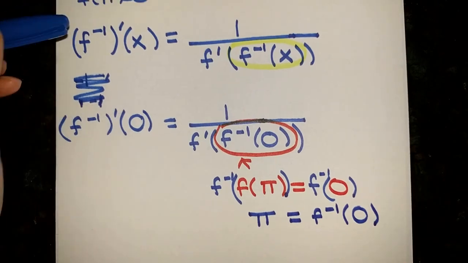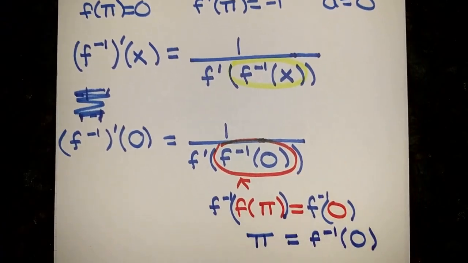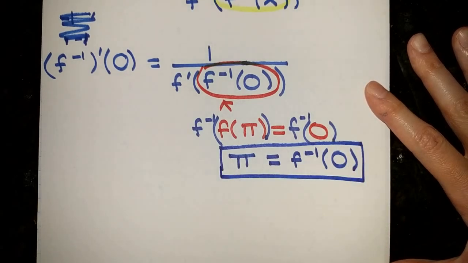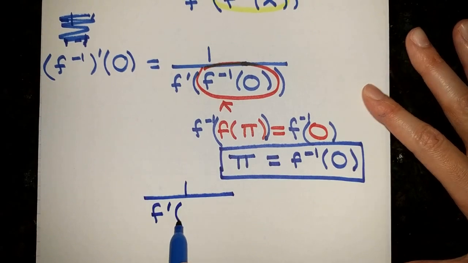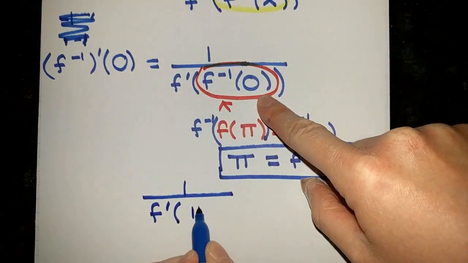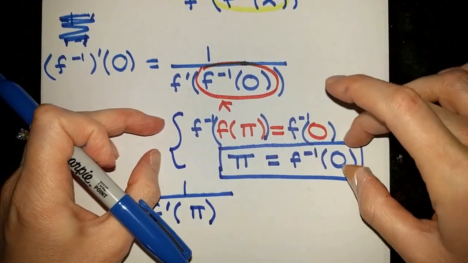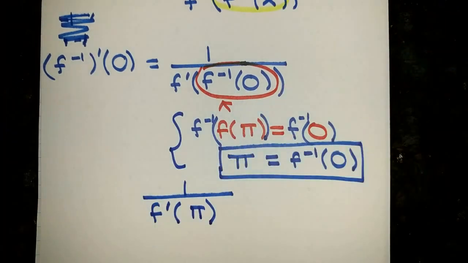So from this f of pi is equal to 0 condition, we are able to say that our f inverse of 0 is equal to pi. So what I'm going to do is plug that in for f inverse of 0. I'm going to say that that is pi. All right, so that's a little side step that we take to figure out our f inverse of 0.